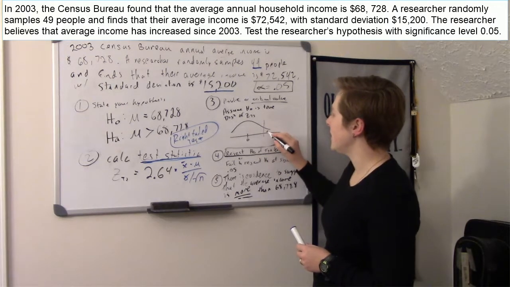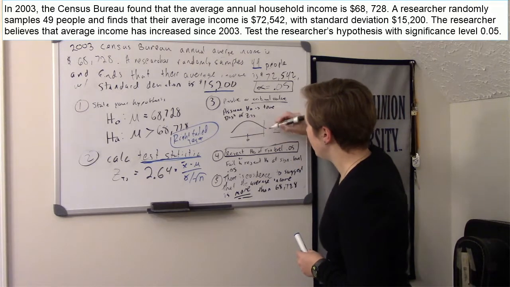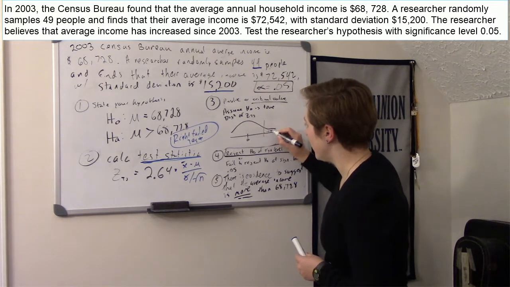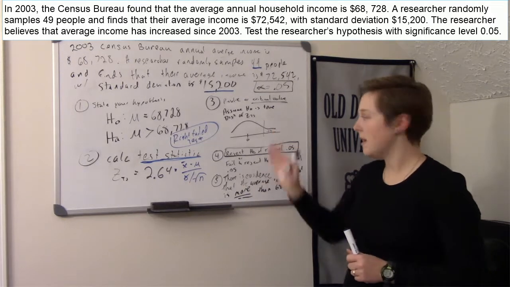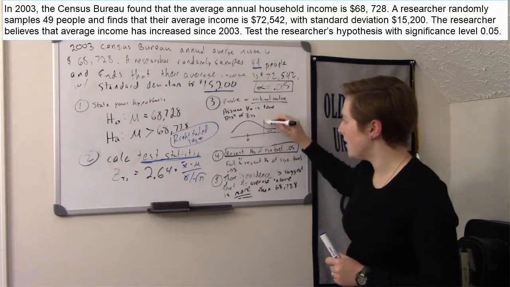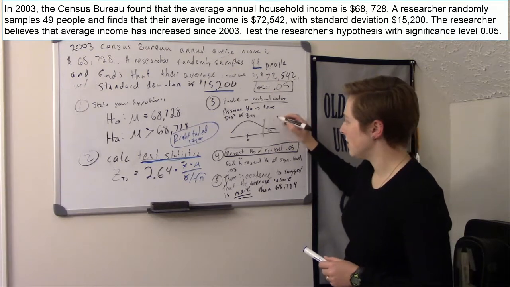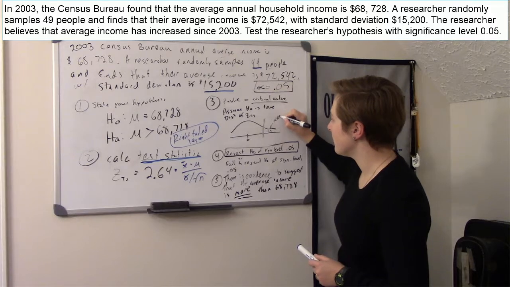So this area in here will be our significance level. So 0.05, whatever your significance level is, that's going to be this area here. Anything beyond this cutoff will be considered in the rejection region. So this area here is called the rejection region.